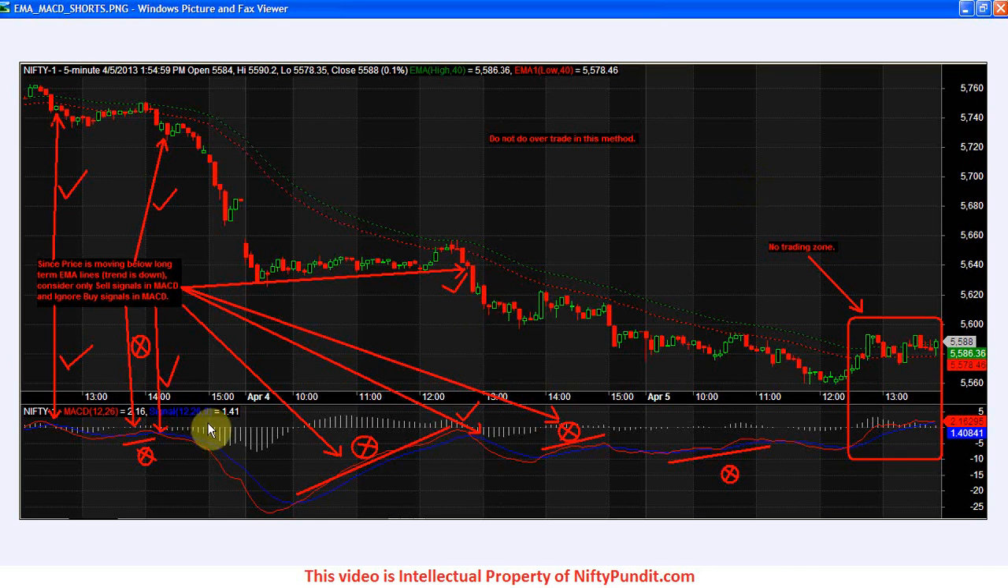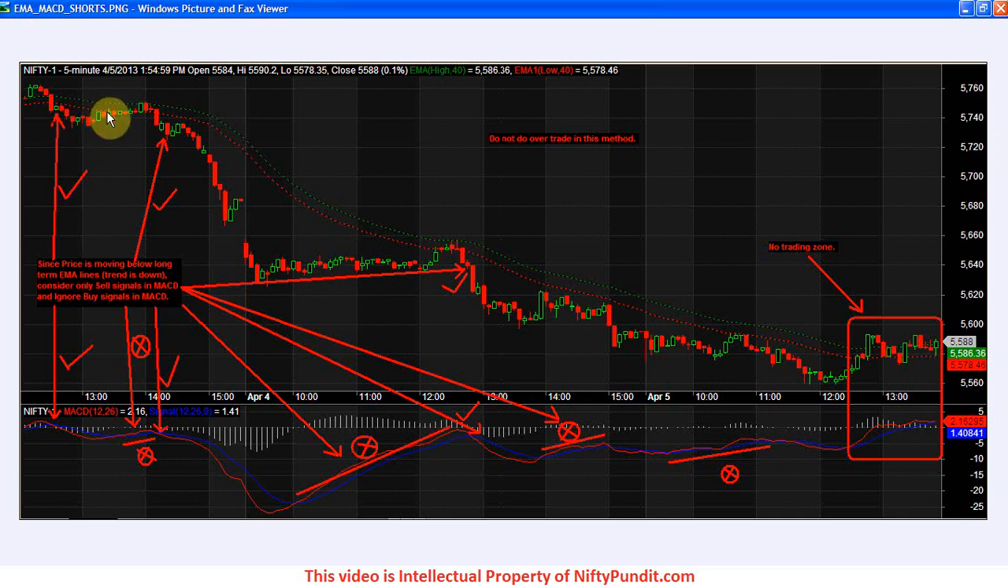So the rules are, the price should be below the 40 low EMA and high EMA, and MACD should give a sell signal. Here there is a sell signal coming, and here you are going to enter a short as soon as the distance between these two lines is high, or as soon as it turns towards a buy, close the position.